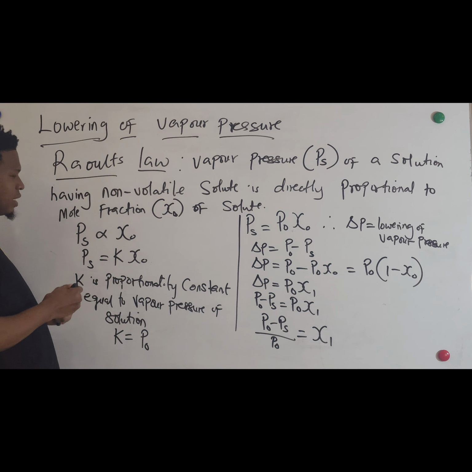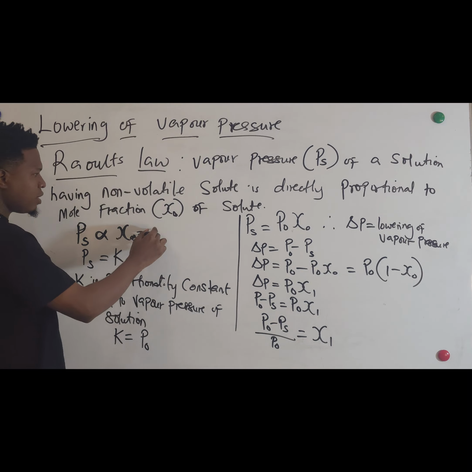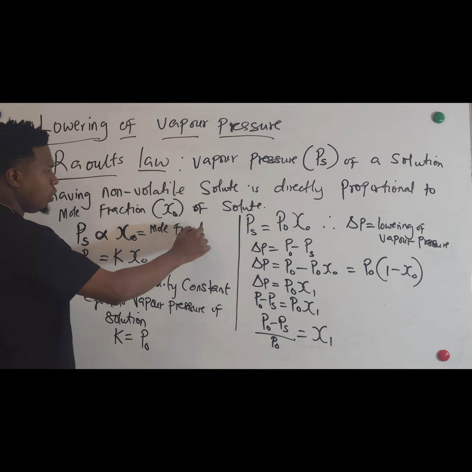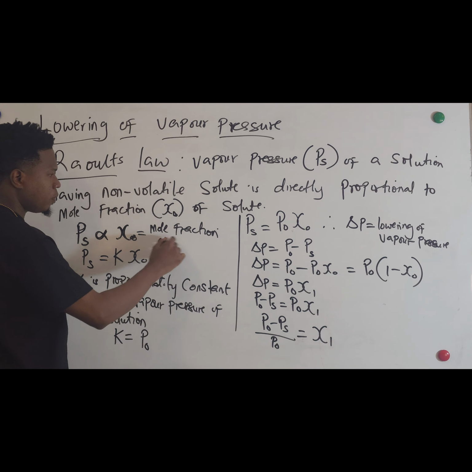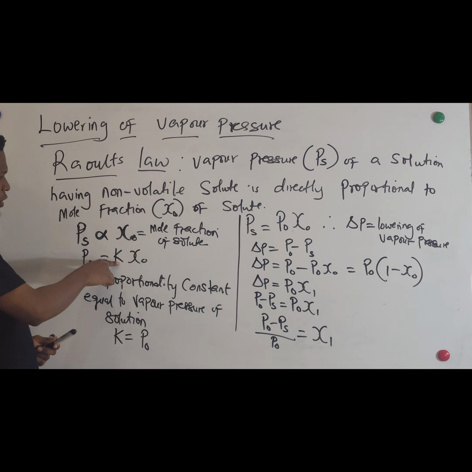So from the look of things now, this P you are seeing here represents the vapor pressure of the solution, which is directly proportional to the mole fraction of the solute. So this X naught simply means mole fraction of solute. Good. So if I remove this proportional sign, then I have it equal to K.